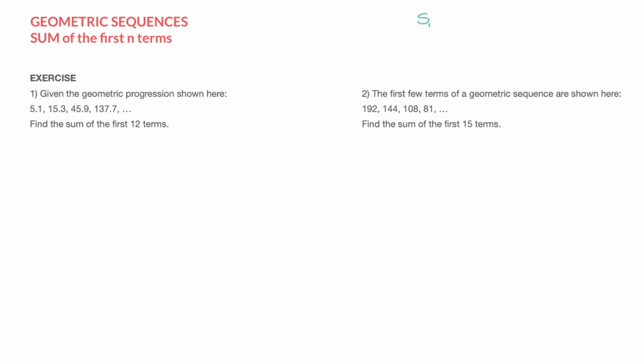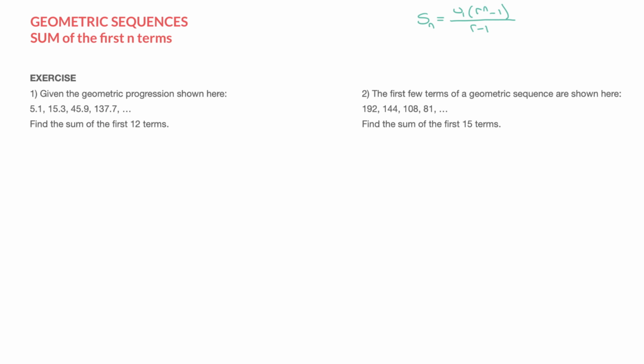S sub n, or Sn, is equal to the first term of the sequence, so that's u1 or u sub 1, times in parentheses r raised to the power of n minus 1, and all of that's written over r minus 1. Now the r that we see here is the geometric sequence's common ratio. And if you're a little unsure of what that is, don't worry, we'll clarify that in just a minute when I work through this first example.